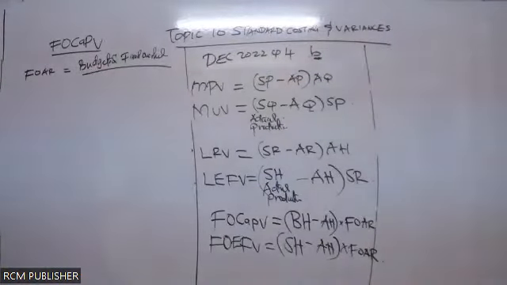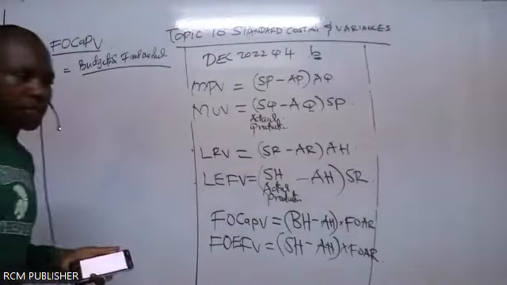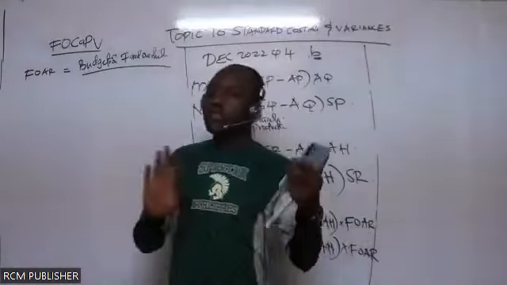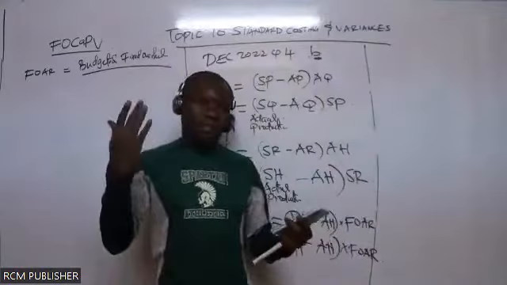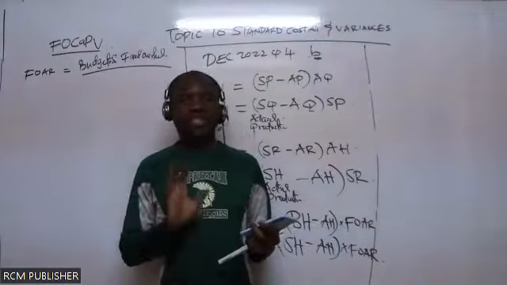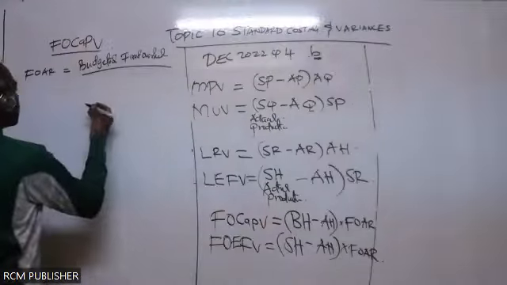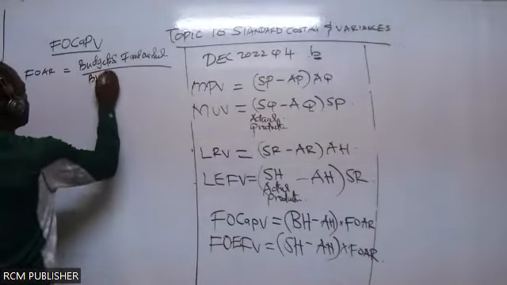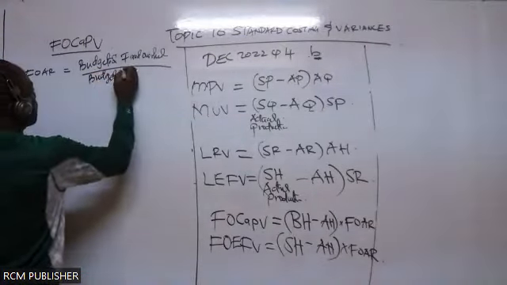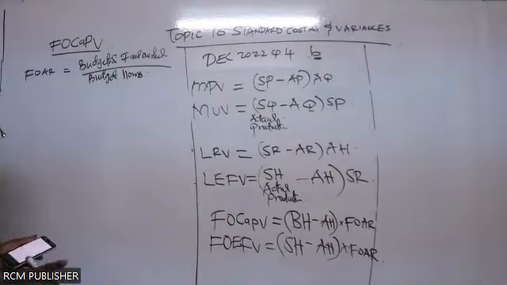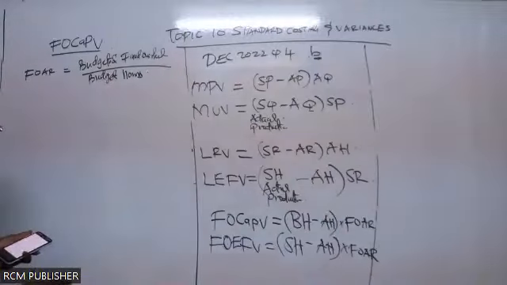So are we able to get the fixed overhead absorption rate? Very simple. We don't even need to calculate anything. Just pick the figure and post it there. You don't need to calculate anything because it is now going to be over budgeted hours. Budgeted hours are given there. So the budgeted units.